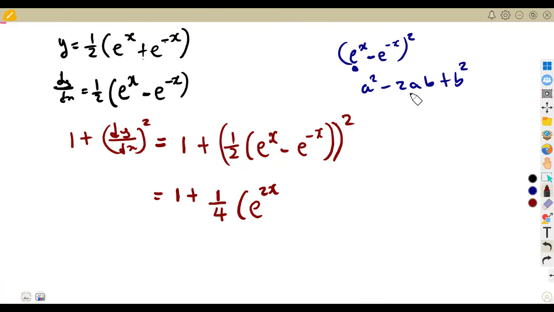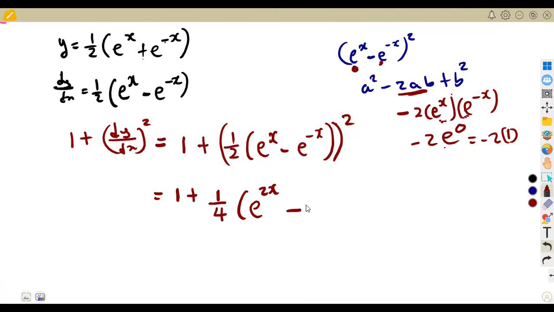Okay, then we move on. Minus 2ab, this is our a and our b. So it's going to be minus 2 times a, e to the exponent of x, times b, e to the exponent of minus x. So this will be minus 2 e to the exponent of what? We are adding here because we are multiplying the bases which are the same, so we're going to add the exponents. If we add x plus minus x, that's a 0. So it will be minus 2 e to the exponent of 0, that's a 1. So minus 2 times 1, that will be a minus 2.